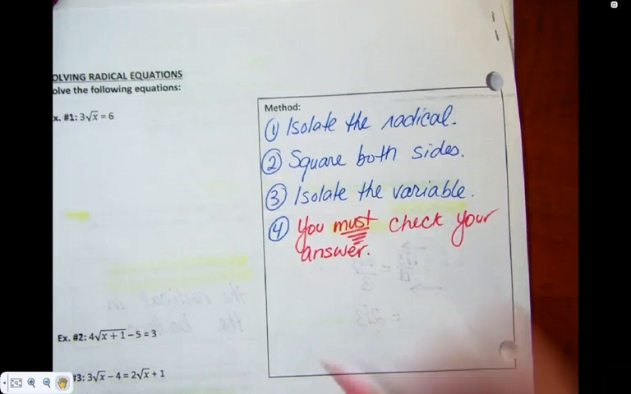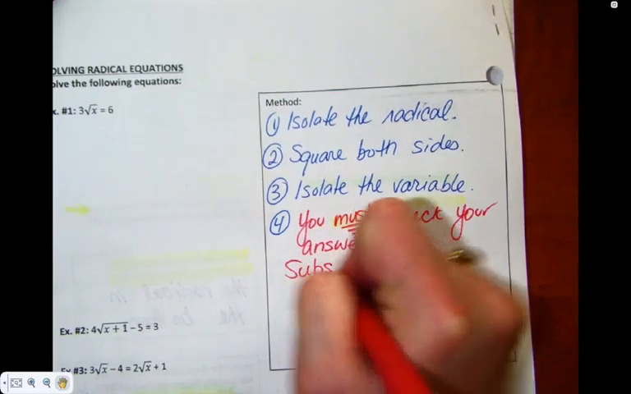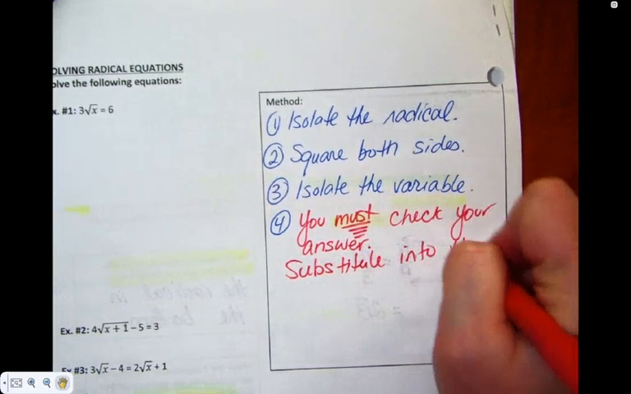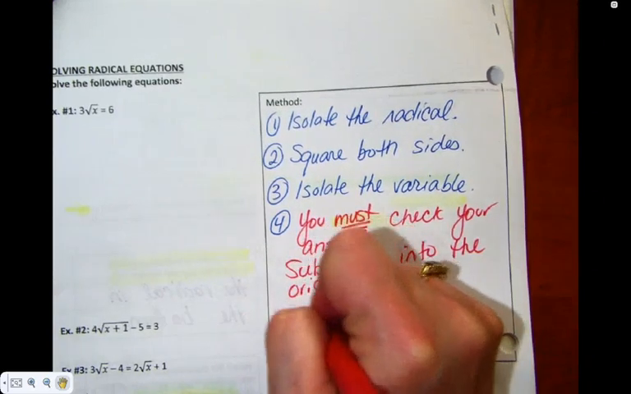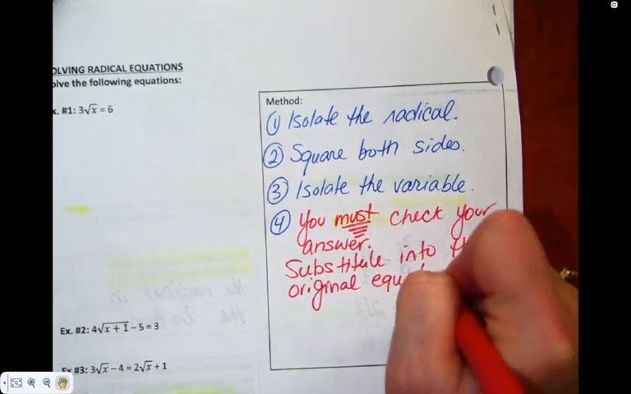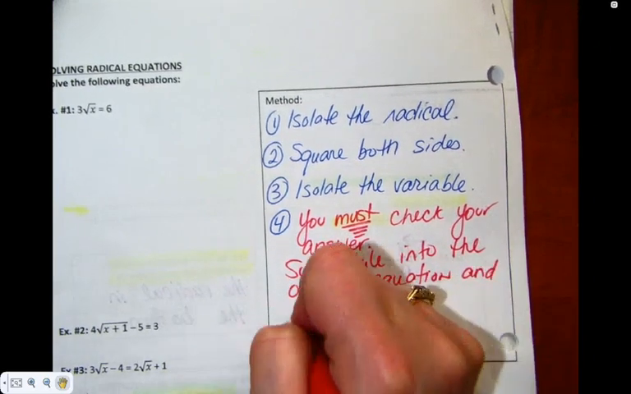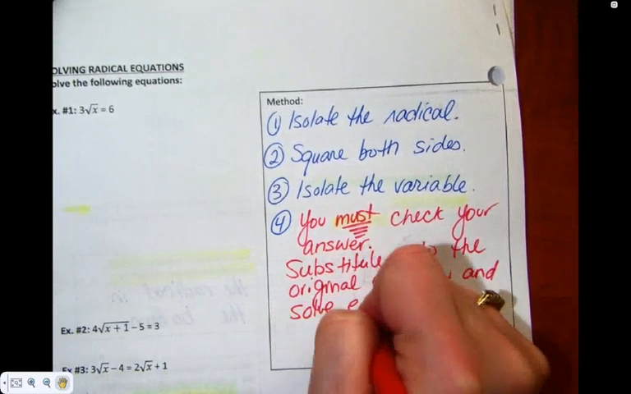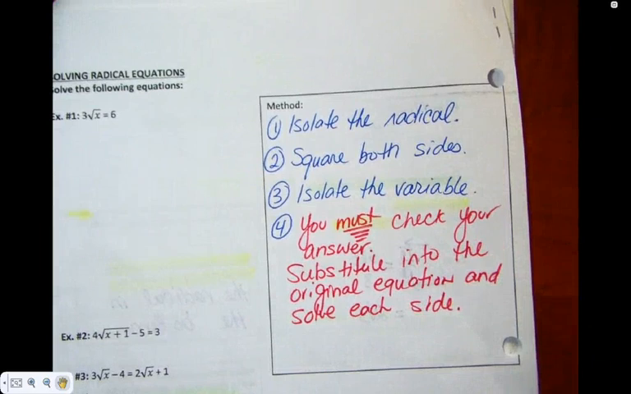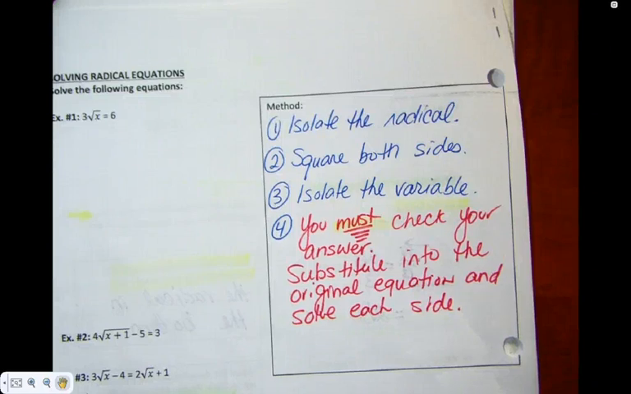How do you check? Substitute into the original equation and solve each side. If they're the same number, good to go. If they're not the same number, not good to go.